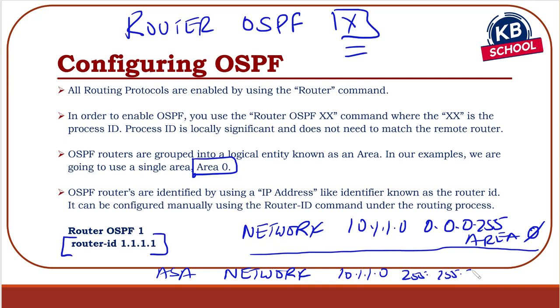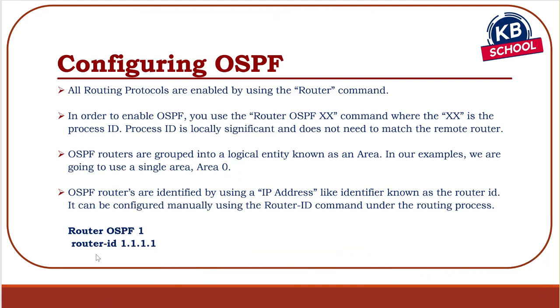On the ASA firewall, the same command, just like we talked about in EIGRP, ASA does not have a wildcard mask, it has the normal mask, so it would be 10.1.1.0 255.255.255.0 area 0. Very similar with subtle differences that you need to be aware of. So this is how you initially configure OSPF.